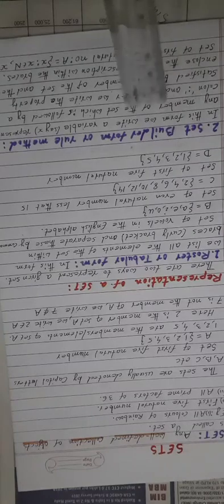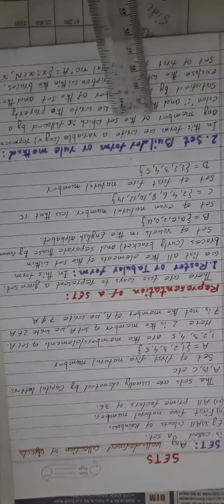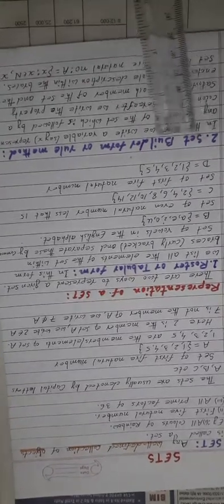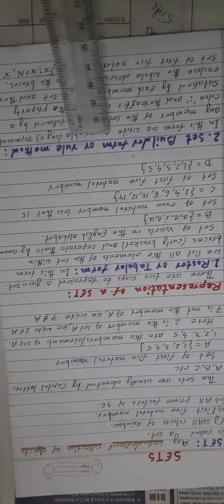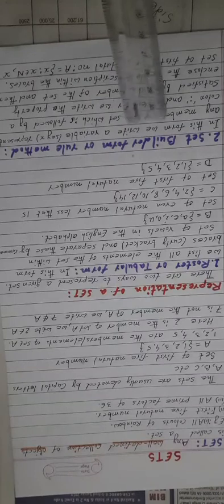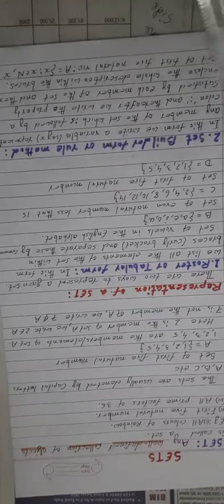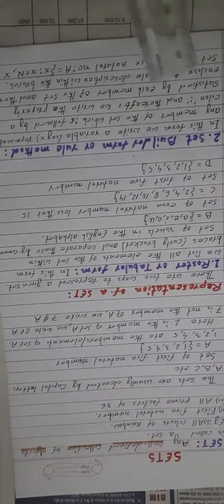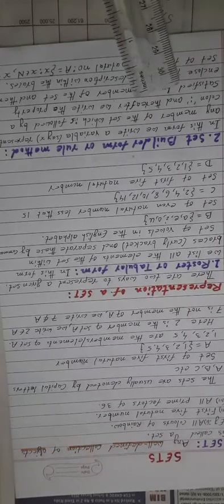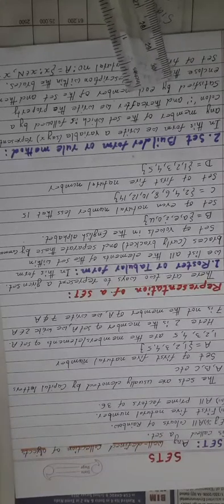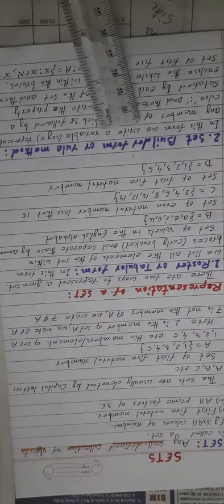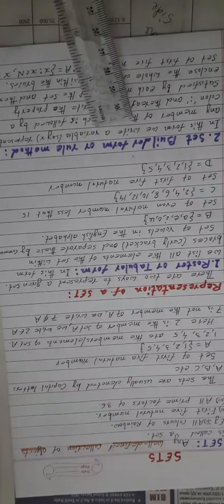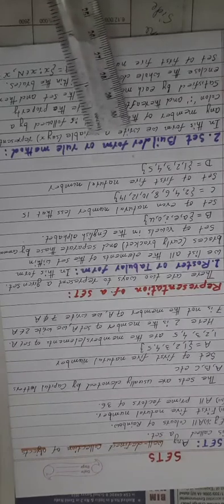Now next is very important. The next method is called the set builder form, or it is also called the rule method. Here in this method, I've written the definition, but I'm explaining. In this method, what we do is we write the set in a different way.